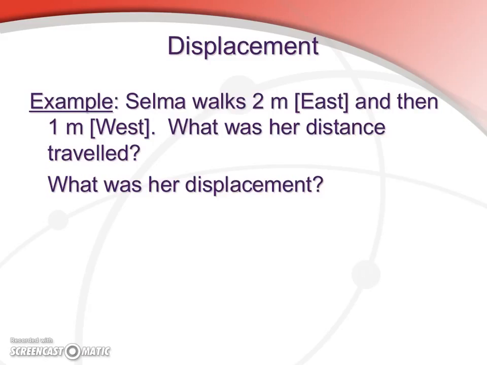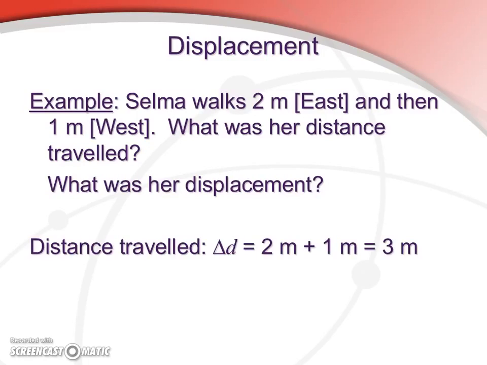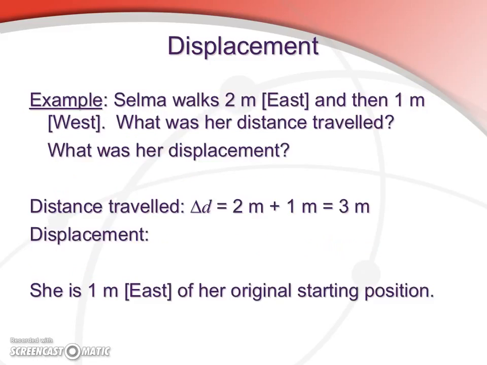So if we take a one-dimensional case rather than a two-dimensional case, we can take Selma walking 2 meters east and then 1 meter west. And we can talk about her distance traveled. We can think of that as the effort versus her displacement, the result. And if we put it in those terms, it should be pretty simple for you to work out. Her distance traveled, she went 2 meters east and 1 meter west. 2 plus 1 equals 3. Very simple. The displacement requires a little more interpretation than that.